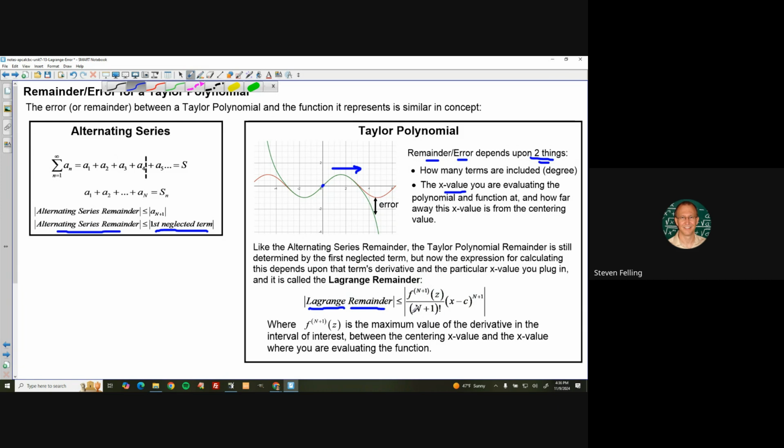Right, but there's some complexities in this. Right, for one, this error goes up the farther this x is away from this c value.